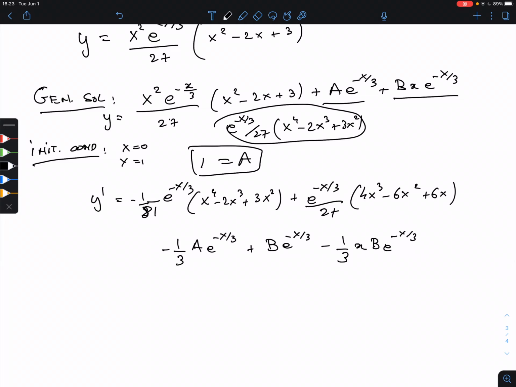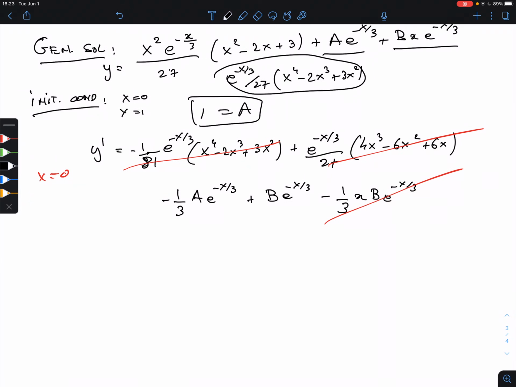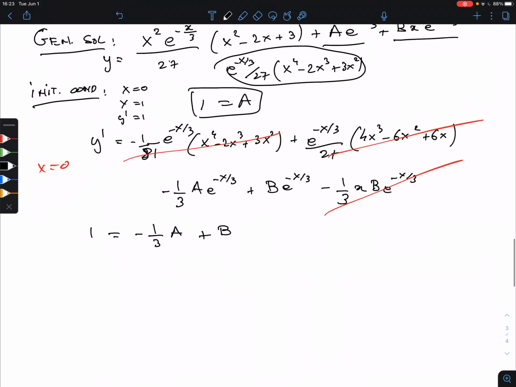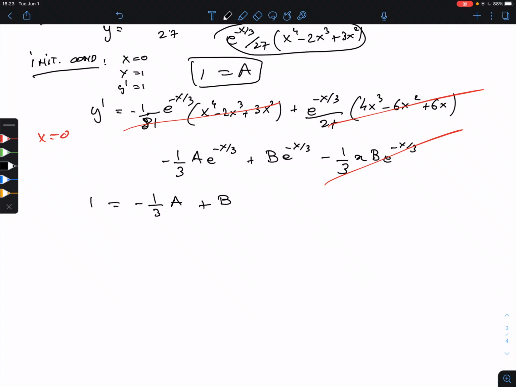That's this. But again, if I plug in 0, so x is 0, then all these guys here are gone, and I find that 1 is equal to minus 1/3 a plus b. Okay. So this is y prime. It's okay that there's a fraction here, because we know that a is 1, so we get 1 is equal to minus 1/3 plus b. So we see that b is 1 plus 1/3, that is 4/3.